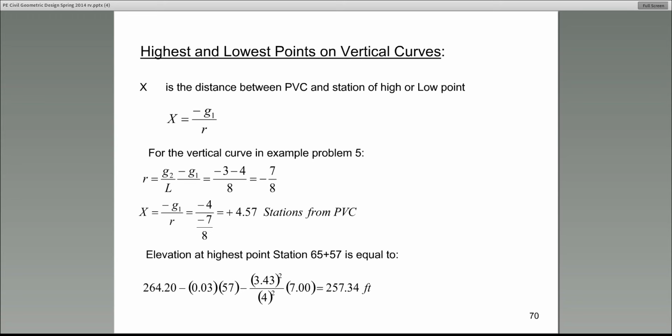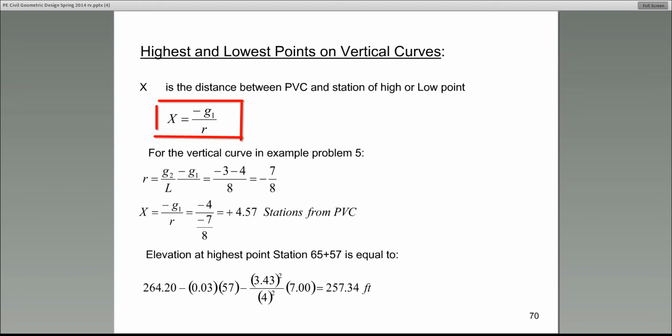Here, this concept of the highest and lowest points on a vertical curve. This is also something that you're responsible to be able to do. You know, these vertical curves have either a high point or a low point. It's important for us to know for clearance or for drainage. Two things. Where are they located? And also, what is the elevation of the high point or the low point? So what I'd like for you to do is solve these kinds of problems using this equation. This is a very, very straightforward, simple equation.